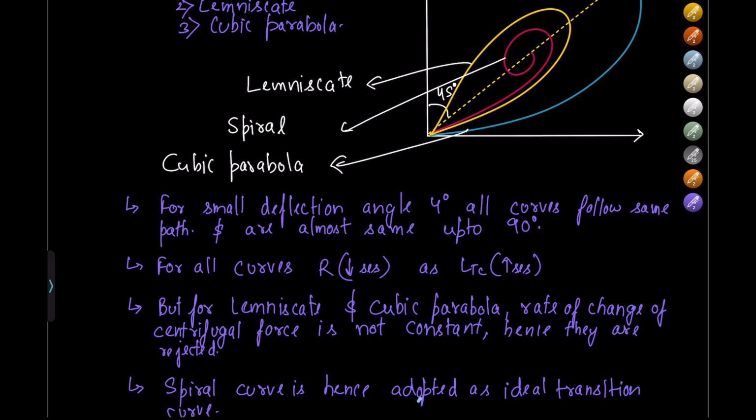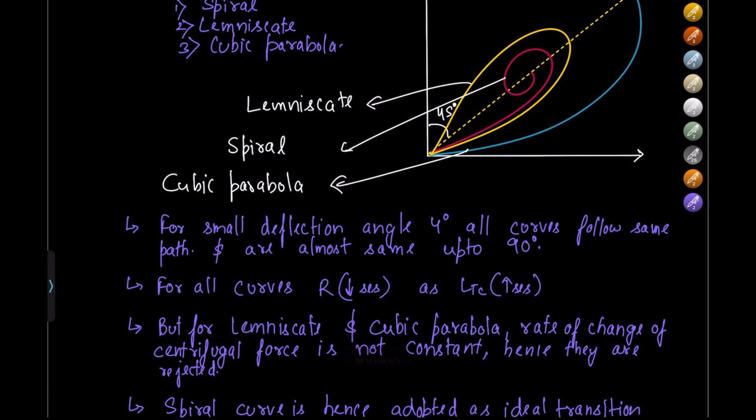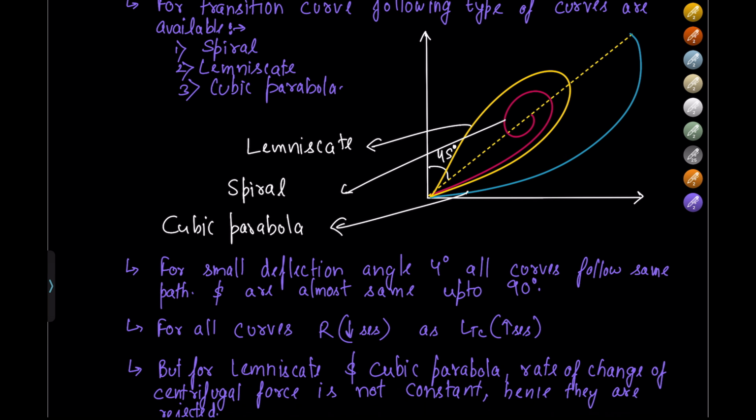They are approximately in this direction only because they are parallel to x. So for all curves, as the radius decreases, LTC increases, that is, this is representing the length of transition curve. As the radius decreases, the length of transition curve increases. This has also been explained in this portion.